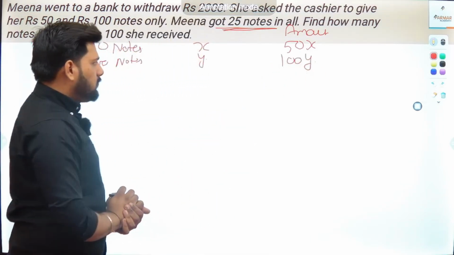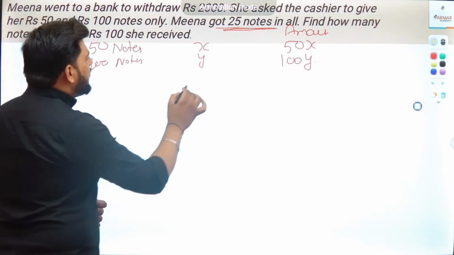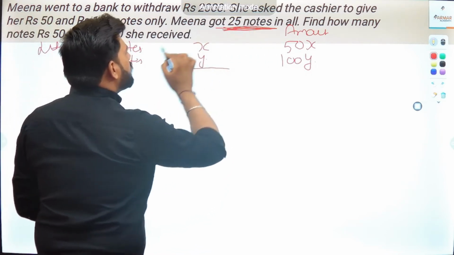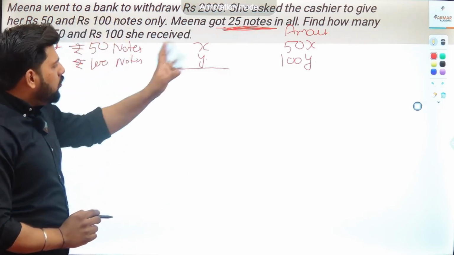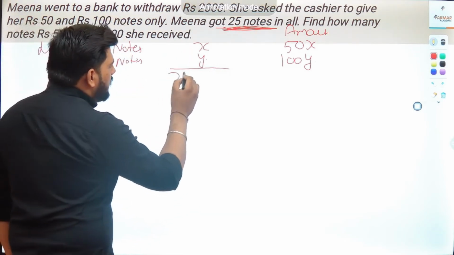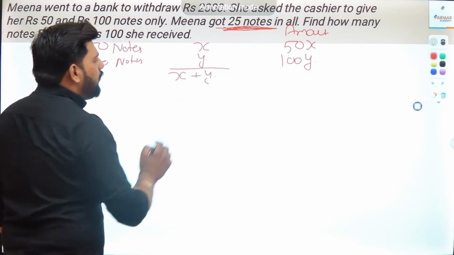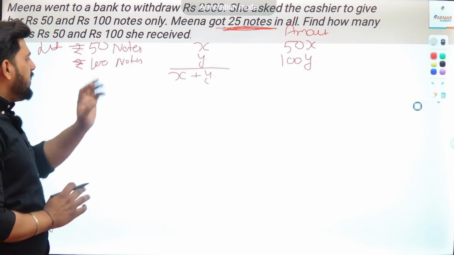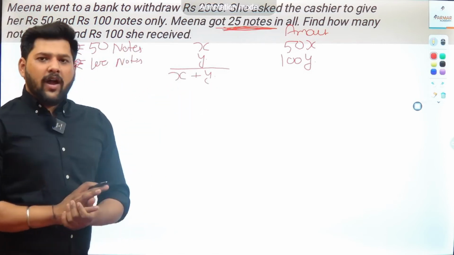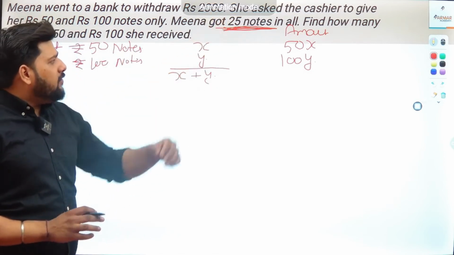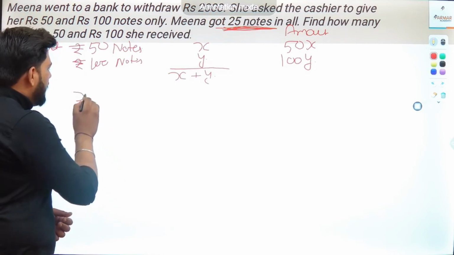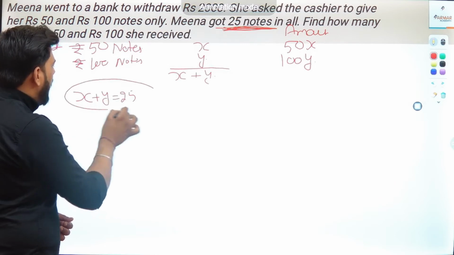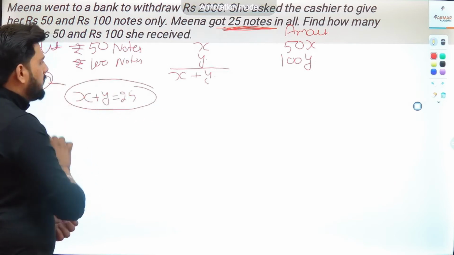Now, the first condition is that the cashier gave 25 notes to Meena, but according to us there are only X plus Y notes, because X notes of rupees 50 and Y notes of rupees 100. So Meena gets X plus Y notes, but Meena got 25 notes overall. So the first condition is X plus Y is equal to 25. This is equation number 1.